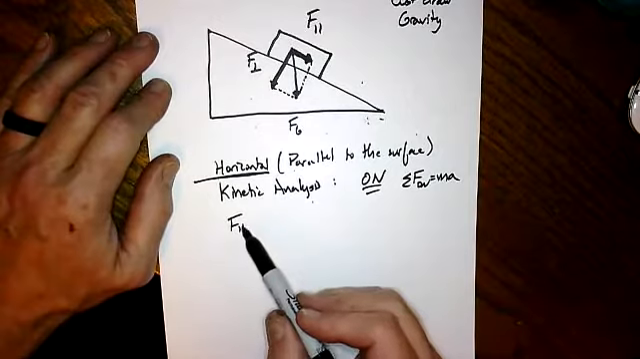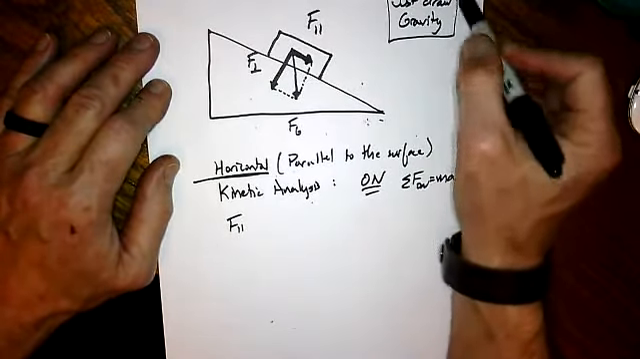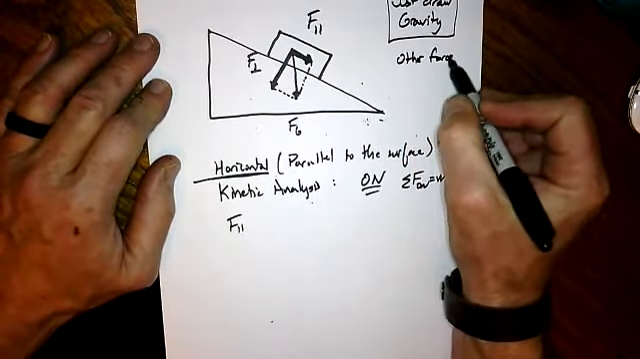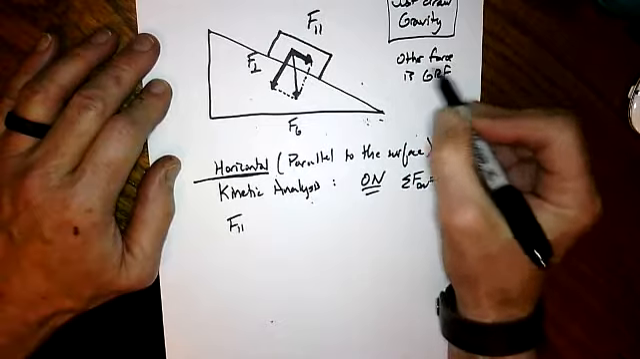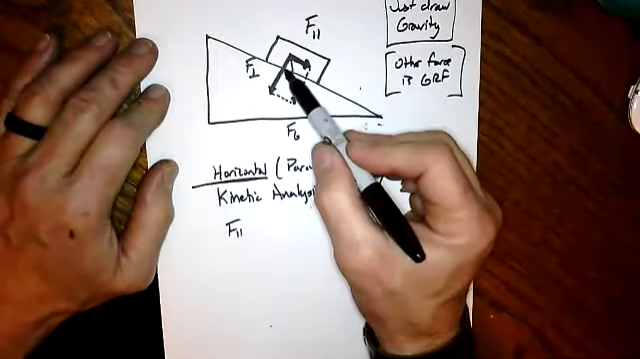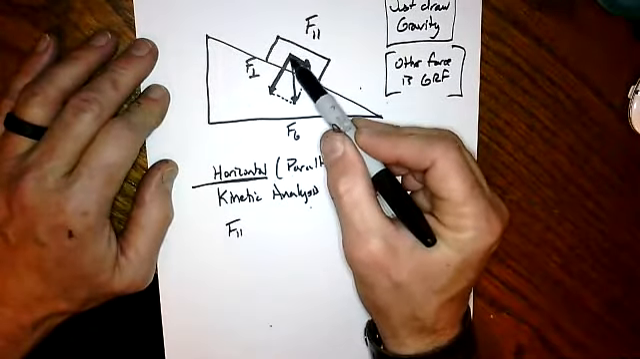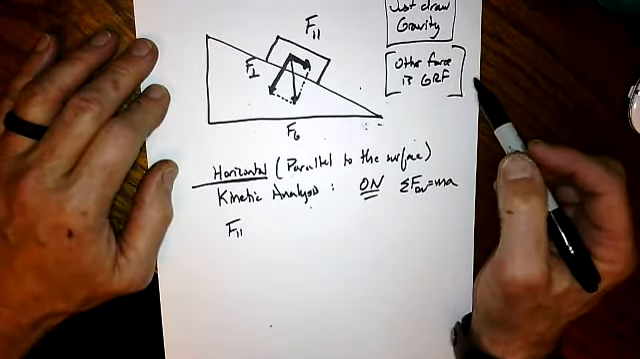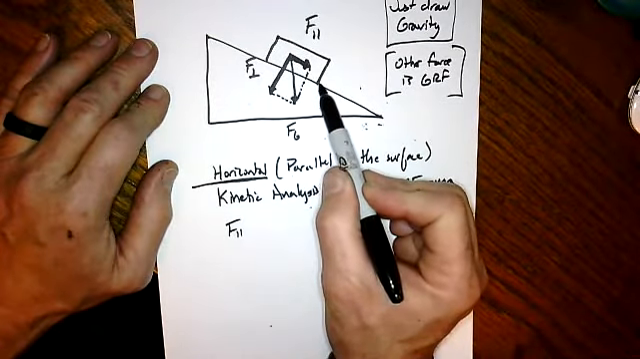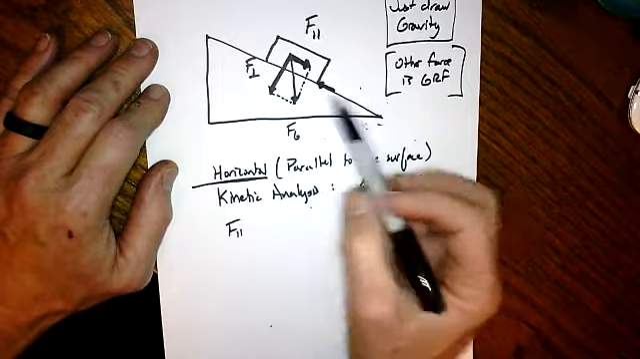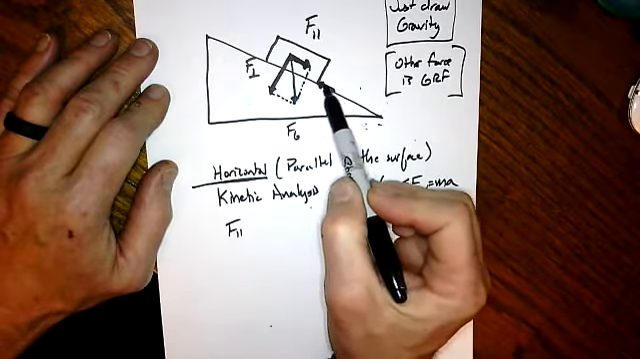What other forces are acting on the object? Okay, I just drew gravity, but now the other force is GRF, ground reaction force. The ground reaction force is acting in the normal direction, and it's also acting in the parallel direction. That parallel force is right here, pushing against the object. I'm going to draw them to be the same length.